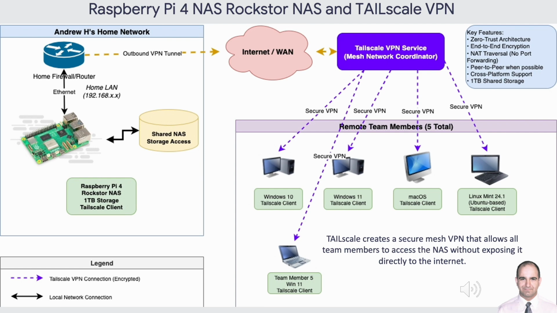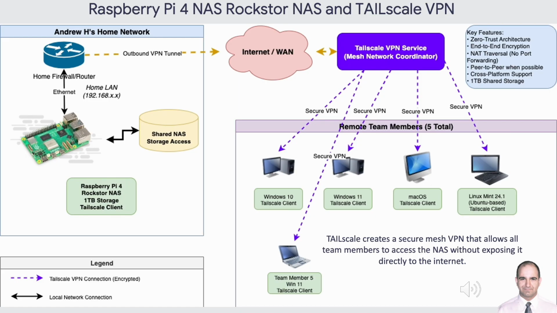Each team member's device, whether it's a Windows, Mac OS X, or Linux, runs a Tailscale client that securely connects it to the Raspberry Pi 4. The Tailscale coordination server, shown in the cloud diagram at the top, handles authentication, key exchange, and network discovery, but it never sees or decrypts your data. This gives us end-to-end encryption, zero trust security, and NAT traversal, meaning no router port forwarding or configuration is needed.